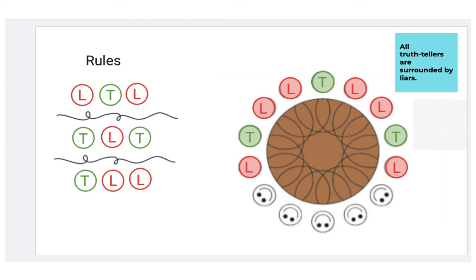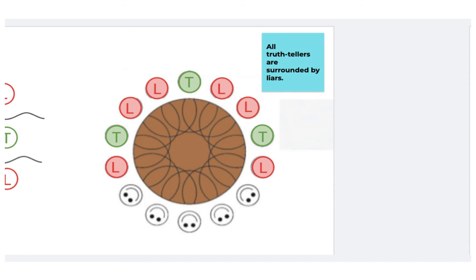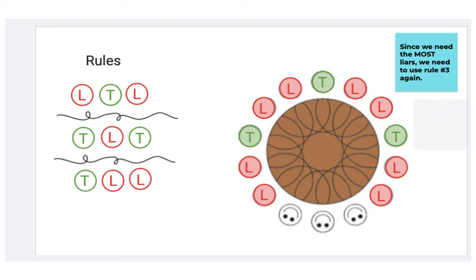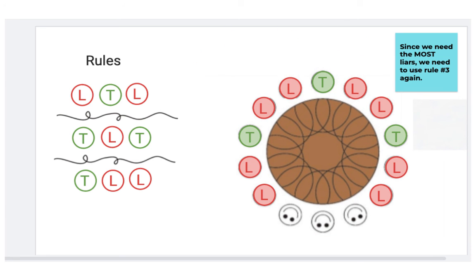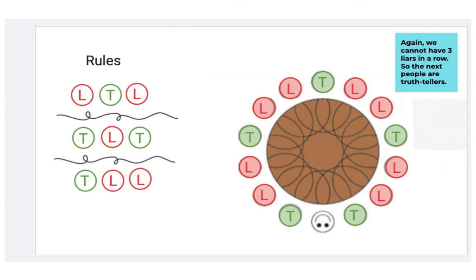Next, all truth tellers are surrounded by liars, as we said before. So, each truth teller has another liar next to them as a neighbor. Next, going back to rule number 3, since we need the most liars, we need to use rule number 3 again. So, we have another pair of liars. Okay, so next, we cannot have 3 liars in a row, as I said before, so the next people are truth tellers.